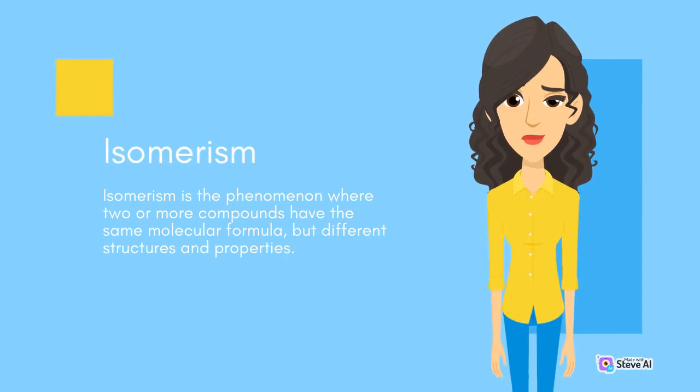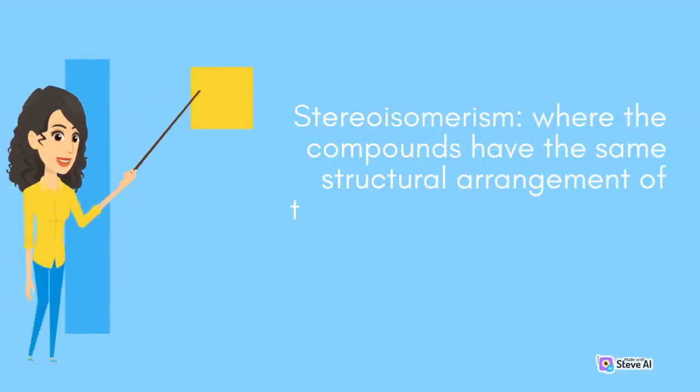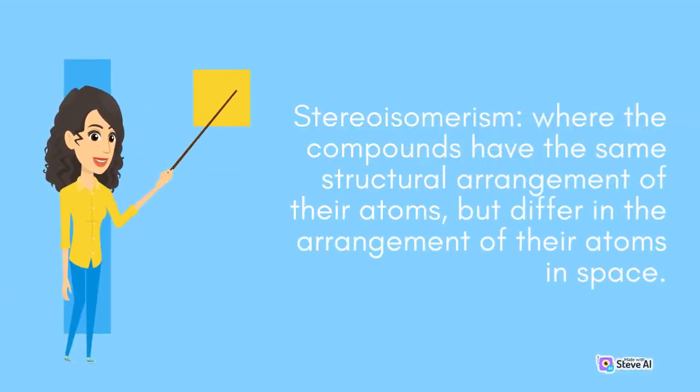Isomerism. Isomerism is the phenomenon where two or more compounds have the same molecular formula, but different structures and properties. The different types of isomerism found in organic compounds include structural isomerism, where the compounds have different structural arrangements of their atoms, such as butane and isobutane. Stereoisomerism, where the compounds have the same structural arrangement of their atoms, but differ in the arrangement of their atoms in space.